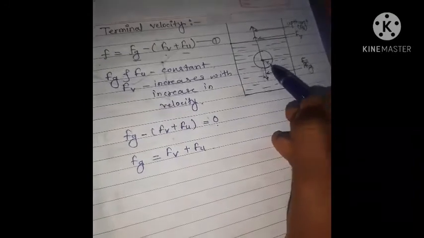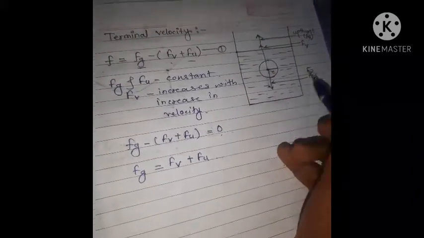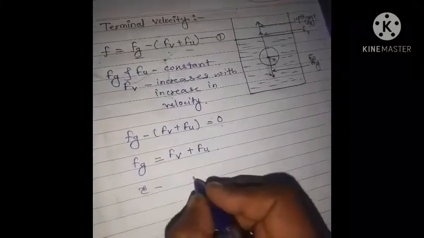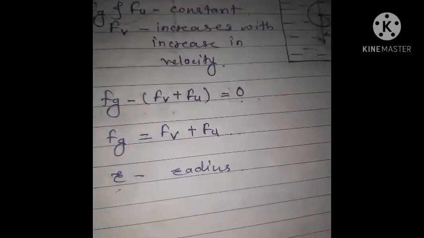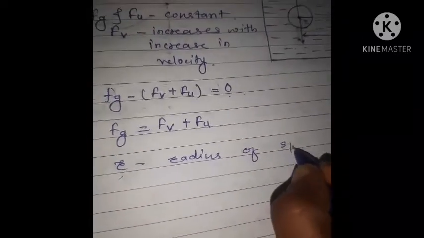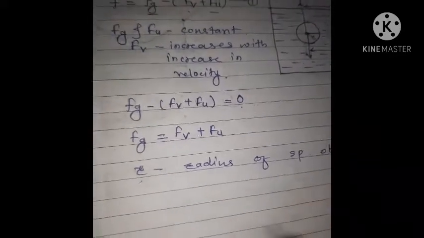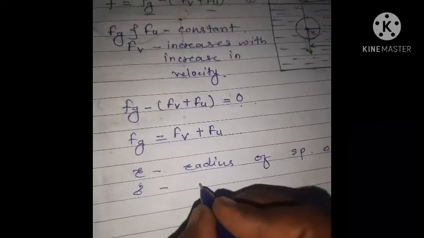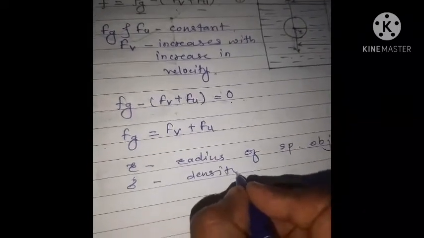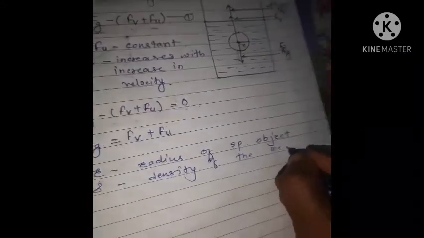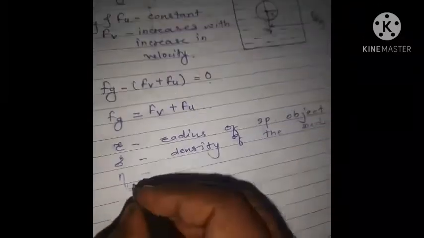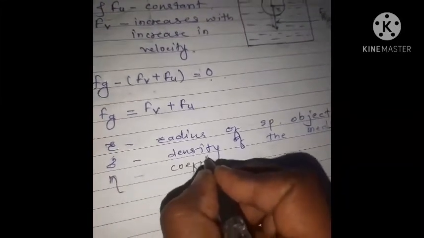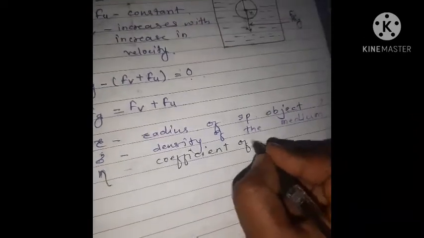Now consider the spherical object falling inside the viscous fluid as shown in the figure, which is of radius small r, where r is the radius of the spherical object, and sigma is the density of the medium, and eta is the coefficient of viscosity.